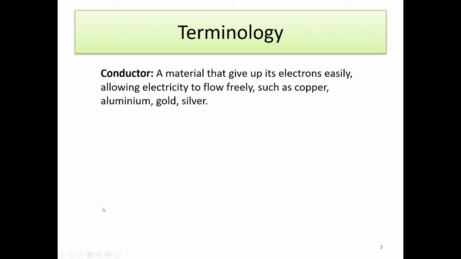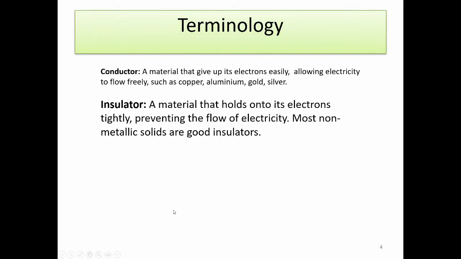Some terminology that we'll be using. Conductor. A conductor is a material that gives up its electrons easily, allowing electricity to flow freely, such as copper, aluminium, gold, silver, and most metals. An insulator is a material that holds onto its electrons tightly, preventing the flow of electricity. Most non-metallic solids are good insulators, particularly things like plastic, glass, etc.